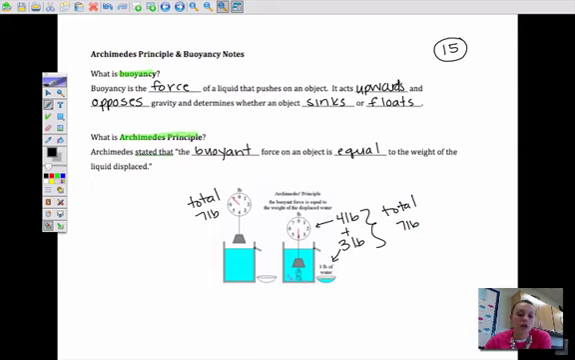So the buoyant force, which is 3 pounds, is going to be equal to the weight of the water displaced. And the water displaced plus the weight of the object is going to equal what it is normally. So this is kind of like conservation of mass. None of it's going to go away. It's just released in different forms.